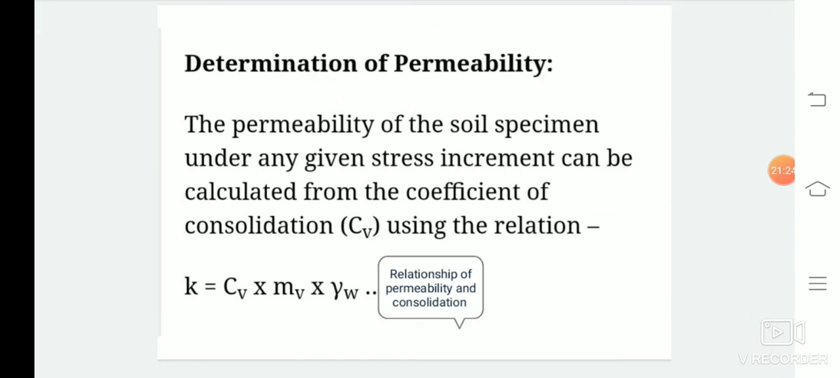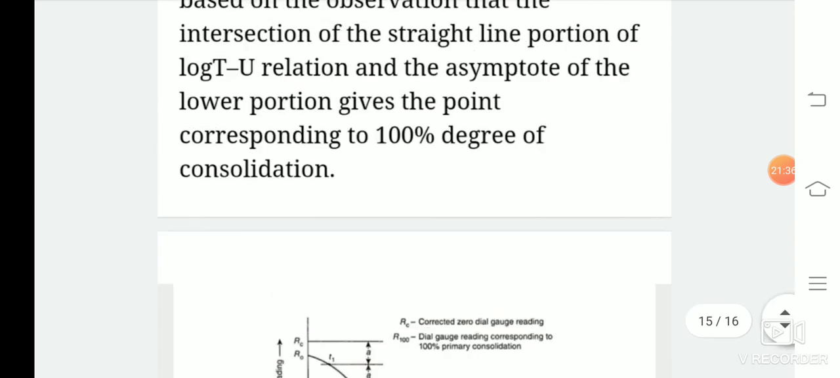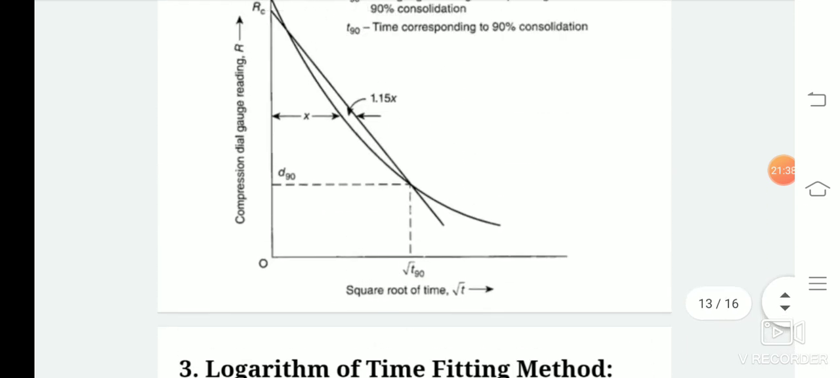So hence these are the parameters which can be measured from the consolidation test. The consolidation chapter comprised all these parameters along with settlement and the test procedure.